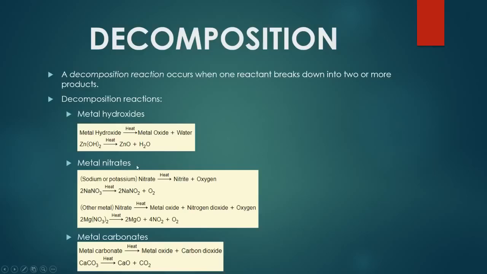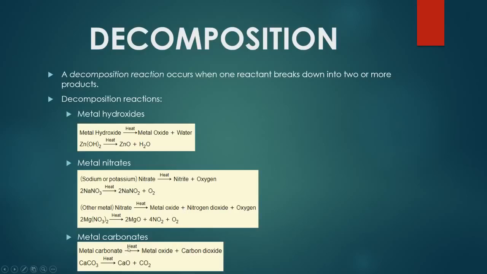A metal nitrate will decompose into the nitrite and the oxygen if it's a sodium or potassium nitrate. Okay, so the more reactive nitrates, in this example sodium or potassium nitrates, will form the nitrite, which is the NO2 salt, with oxygen. Every other nitrate that is not sodium or potassium nitrate will actually form the metal oxide, nitrogen dioxide, and oxygen, like this example here. So this is just something that you'll have to memorize.